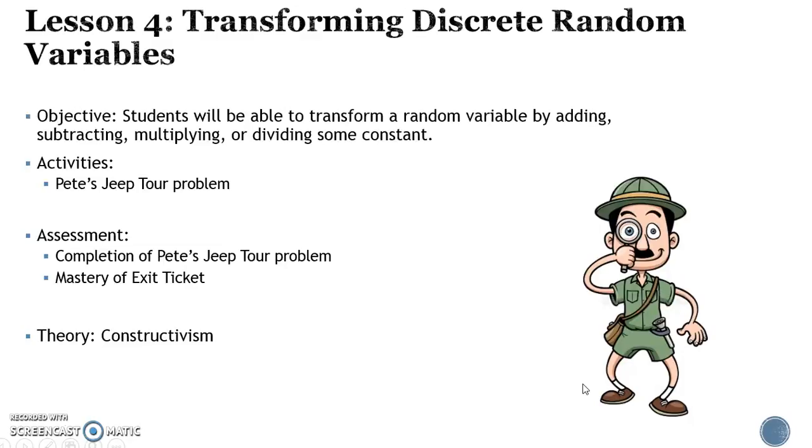So lesson 4, we go back to discrete random variables, and we introduce Pete's Jeep Tour problem. So Pete's Jeep Tour problem reminded me a little bit of Jasper Woodbury and his adventures, where Pete's a guy in the African safari and he has a Jeep tour. His Jeep tour represents a random variable. Depending on the day of the week or the particular day or the weather, he has different people showing up to ride his Jeep tours.